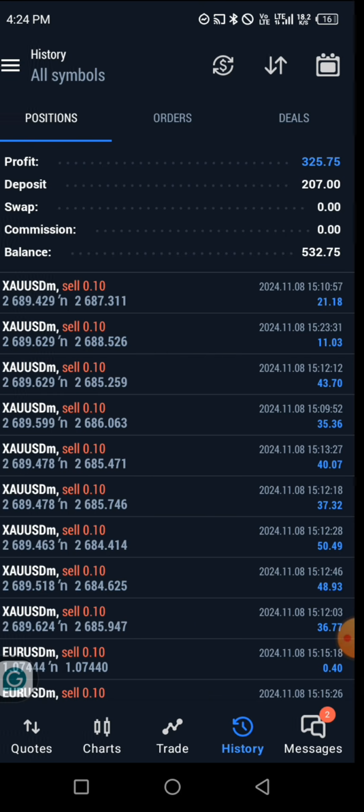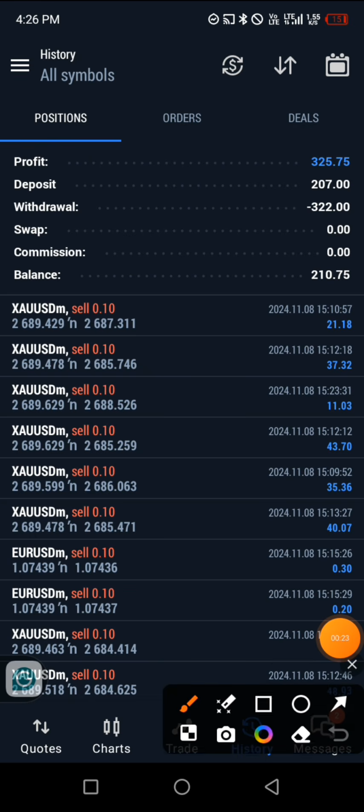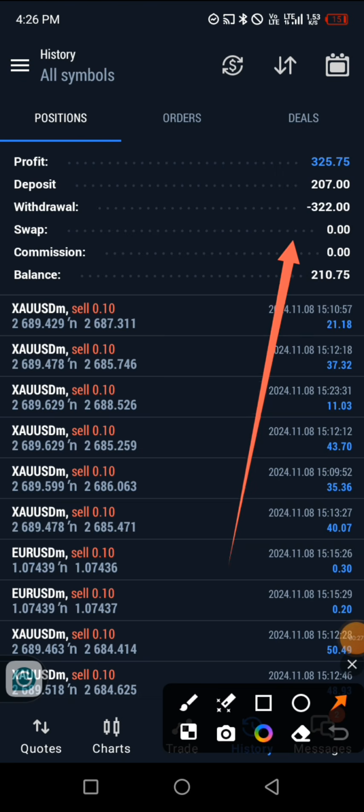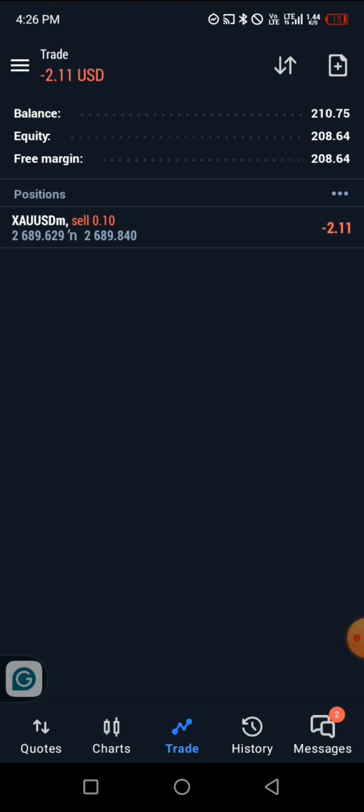Let me just withdraw, check our trading history. We flipped this account. This is a $200 deposit. If you can see right here, this is a $200 deposit, and we flipped this account. We made $325 and we withdrew the money. Can you see, guys? So we still have our trading capital running.